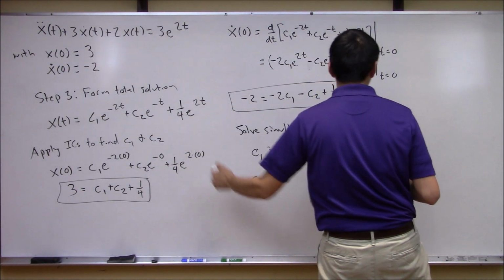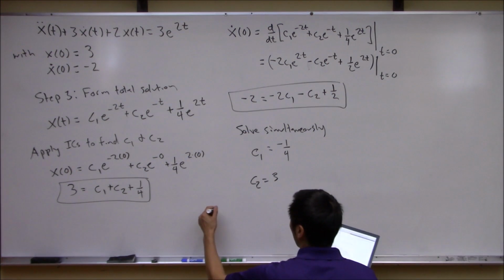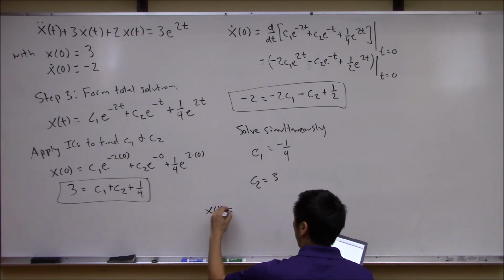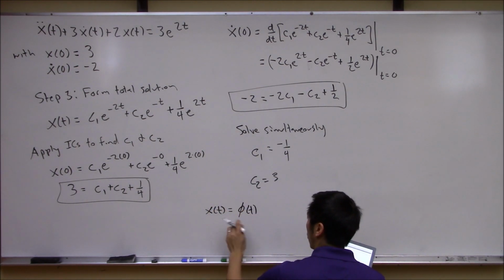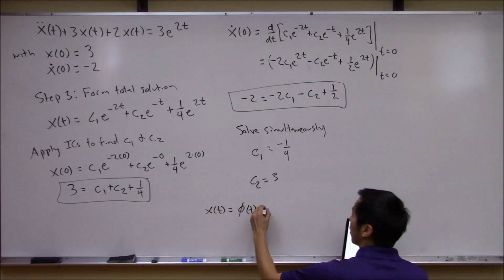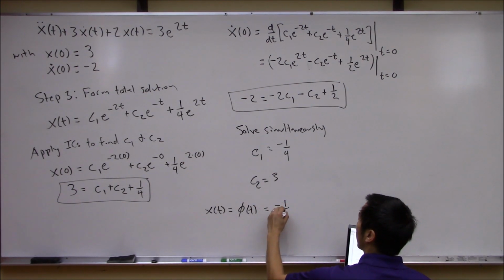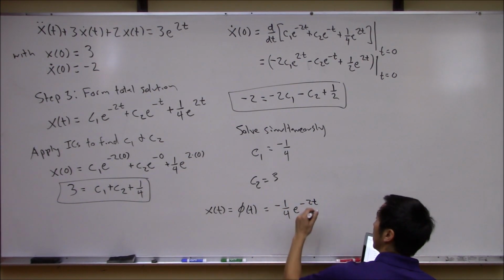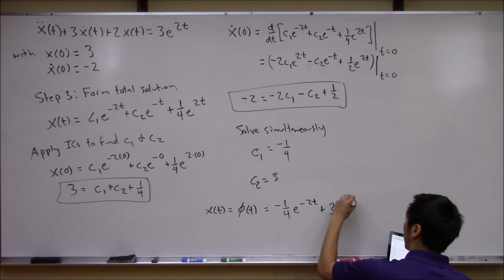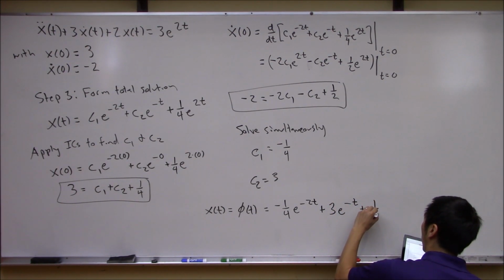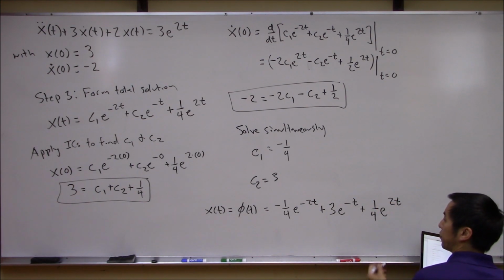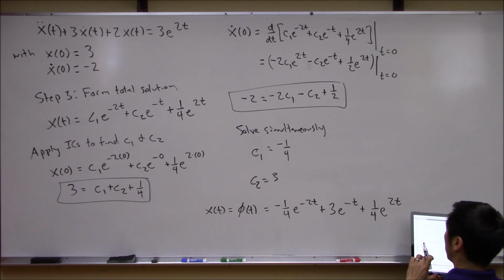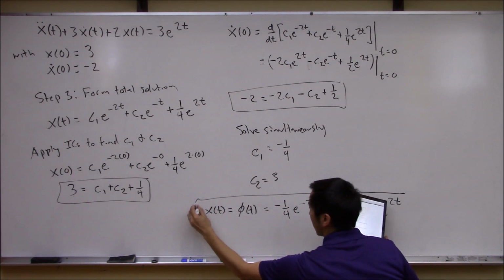So here's our total solution. The overall total solution, which we called earlier phi of t, or x of t, whatever you want to call it, is negative 1/4 e to the negative 2t plus 3 e to the negative t plus 1/4 e to the 2t. Right? Great. So box that up.